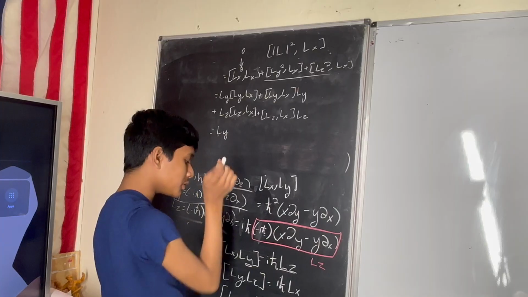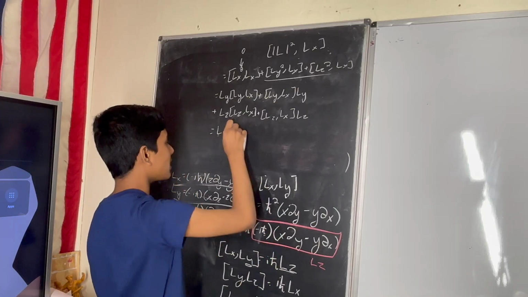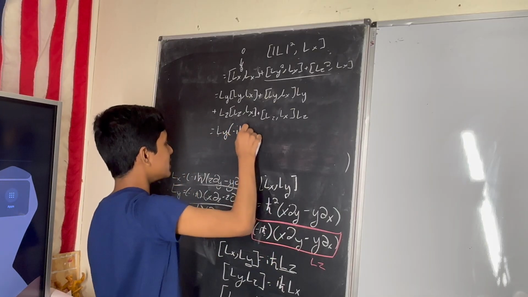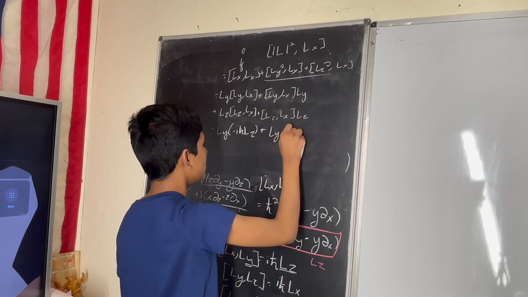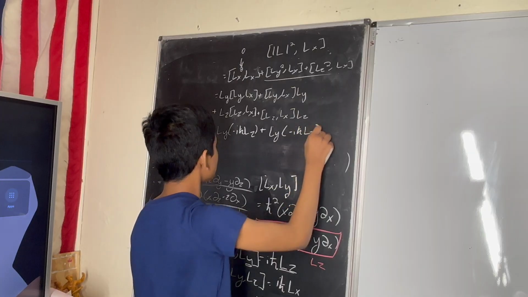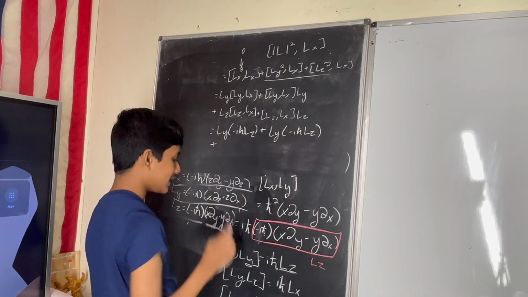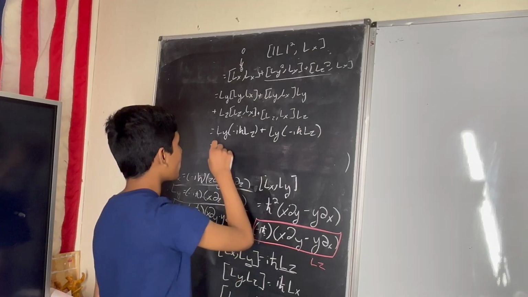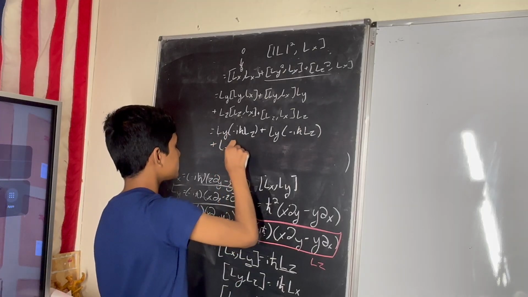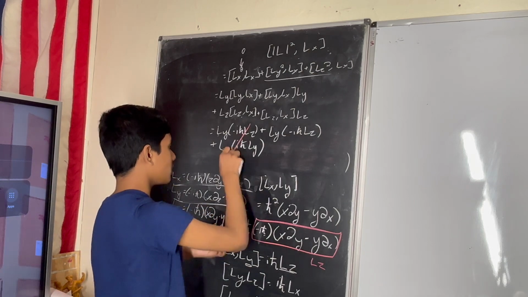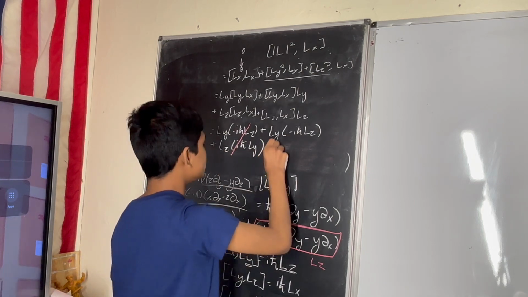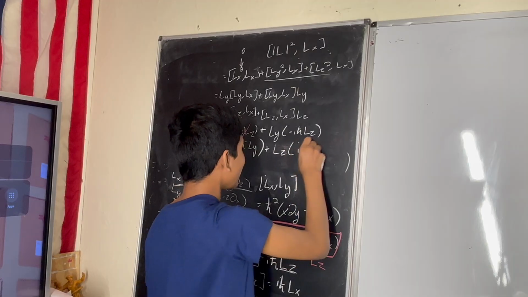But wait a moment. Ly, Lx's commutator is just minus i h bar Lz. And same thing applies here. These actually commute. Meanwhile, Lz, Lx's commutator is i h bar Ly. So these two cancel, and these two cancel. Would you look at that? It's a miracle.